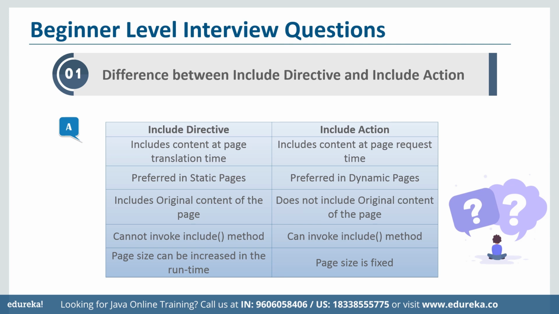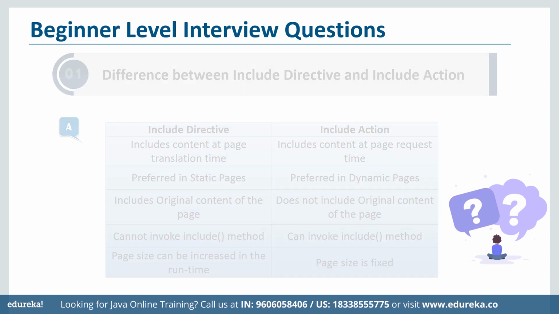Followed by that, the next difference is the include directive cannot invoke the include method, whereas on the other hand, the include action is capable to invoke the include method. And the last difference between the both is page size can be increased at runtime in include directive, whereas in include action, the page size is always fixed. With this, let us move on to our next question.